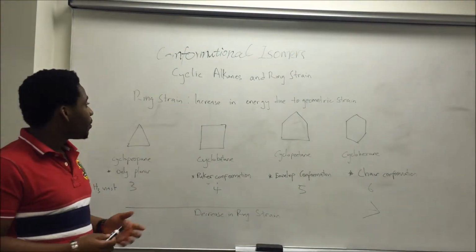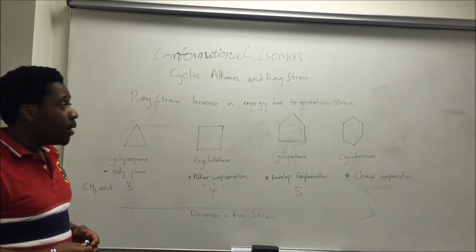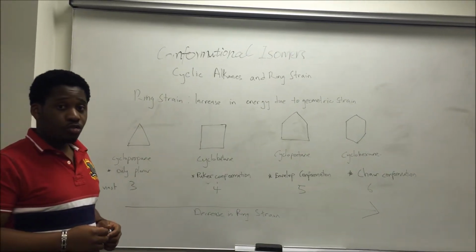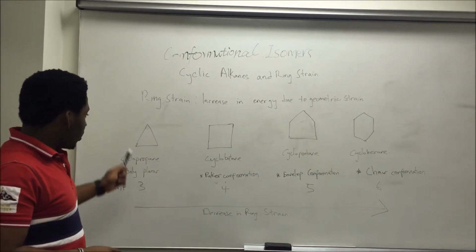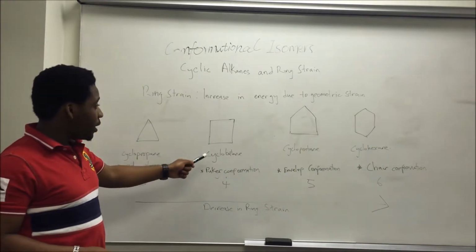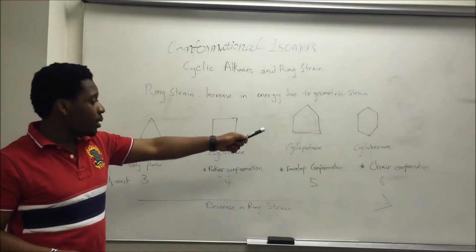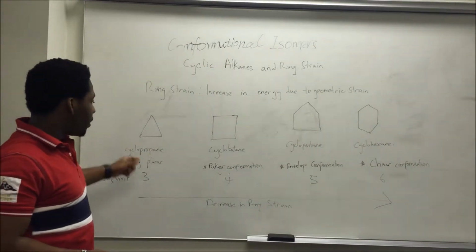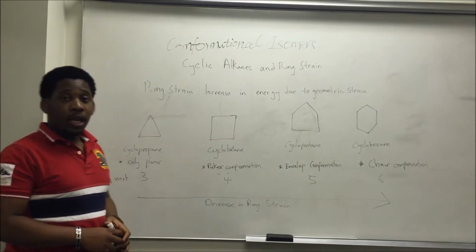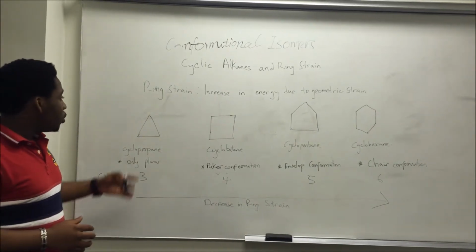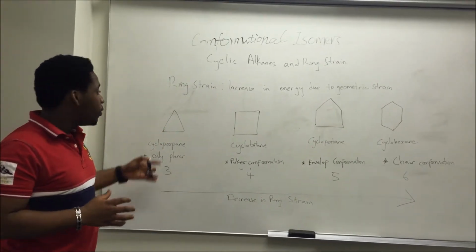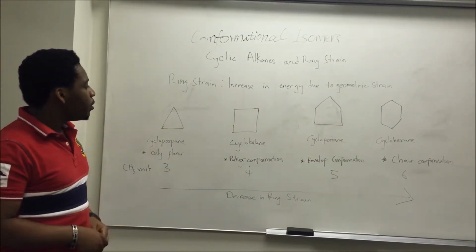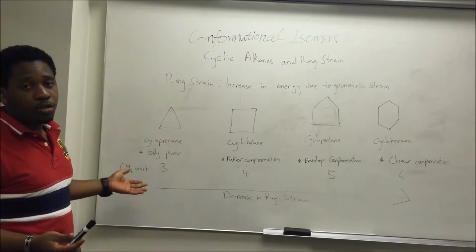Cycloalkanes and ring strain. Ring strain is the increase in energy due to geometric strain. Now we're going to look at 4 different cycloalkanes: cyclopropane, cyclobutane, cyclopentane, and cyclohexane. For cyclopropane, because of its geometry, it can only be planar. No matter how the carbon atoms rotate or move, they will always be planar, and it cannot reduce its strain.